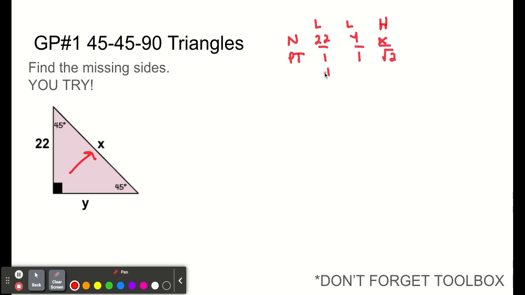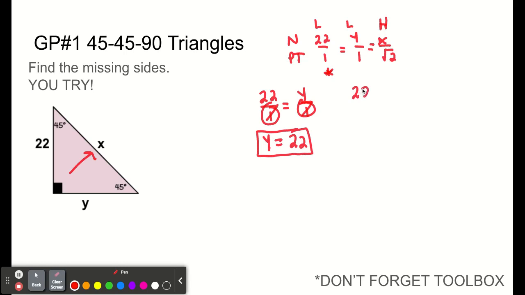We will always begin with the ratio we're given, the one that does not contain variables, so that's going to be 22 over 1. Set that equal to y over 1. Those ones will divide out, and we will get y is equal to 22. For the hypotenuse, we use the same ratio. We cross multiply. X times 1 is x, and 22 times rad 2 is 22 rad 2.